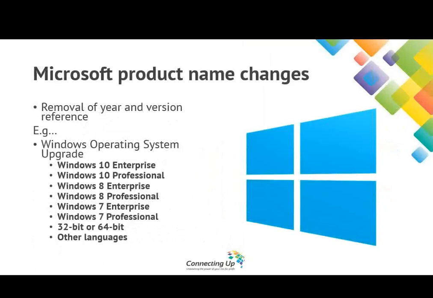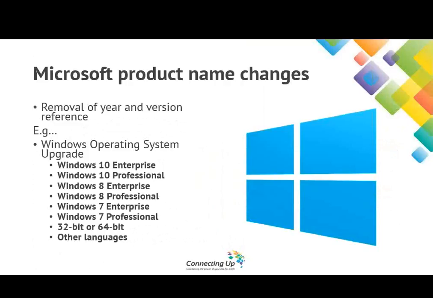Now, a couple of months ago, we made a bit of a change to Microsoft product names. And essentially that was removing the year and version reference from each product. Now, one of the reasons for that is all of the products include software assurance. When you order them, you automatically get the new version, but you may also want the older version because you've got those upgrade and downgrade rights that we talked about before.